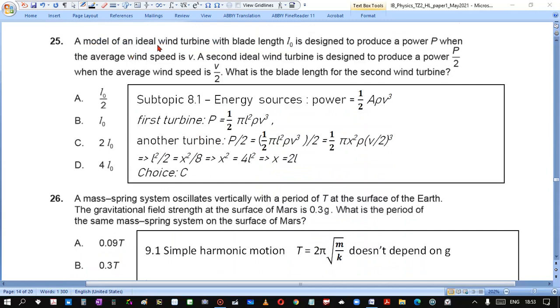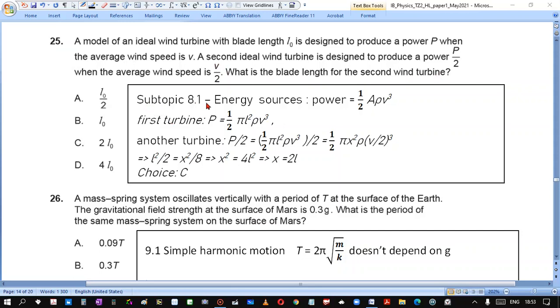A model of an ideal wind turbine with blade length L0 is designed to produce a power P when the average wind speed is V. A second ideal wind turbine is designed to produce power P over 2 when the average wind speed is V over 2. What is the blade length of the second turbine?